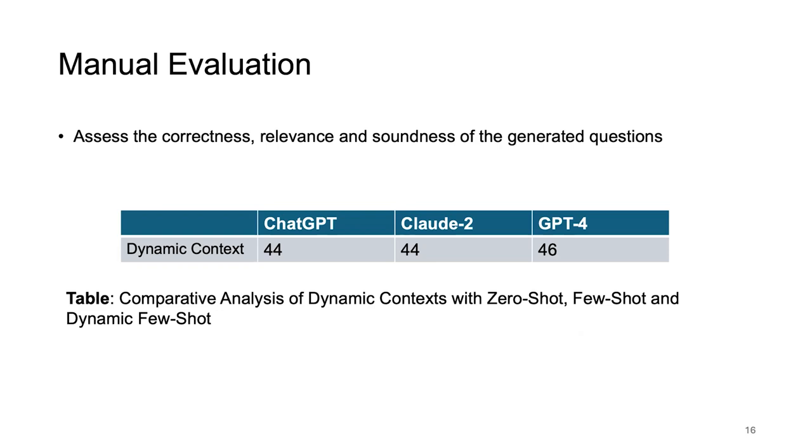For this, ChatGPT, Claude 2, and GPT-4 were used for the evaluation, and they correctly generated 44, 44, and 46 samples, respectively. ChatGPT and GPT-4 errors were related to the baby's age, whereas Claude 2 did not make any age-related errors. However, Claude 2 was not able to formulate questions that aligned with the provided context.